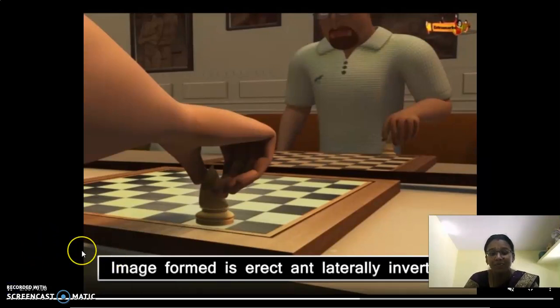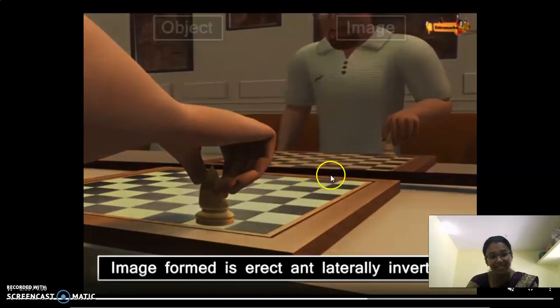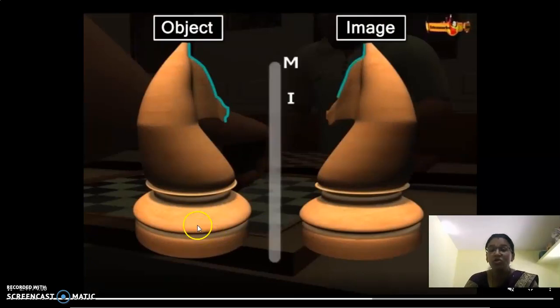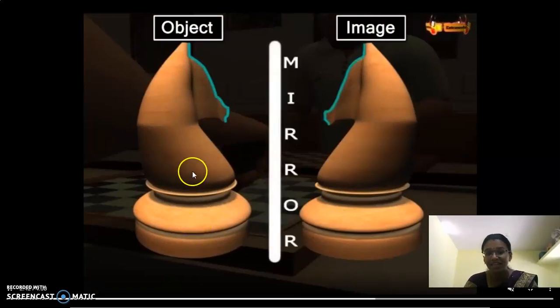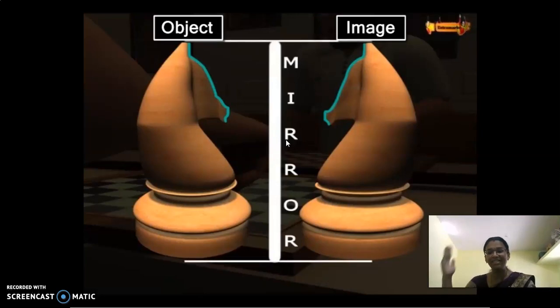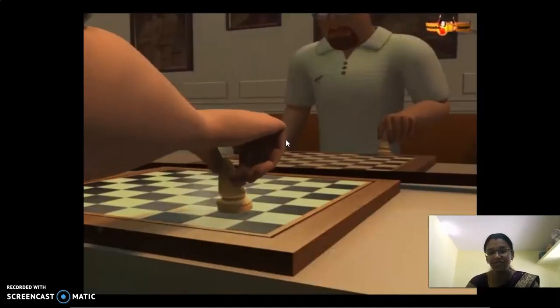So how the image will be formed in a plane mirror. Here a plane mirror is kept on a chessboard. How will the image be? It will be laterally inverted. Laterally inverted means what? Left and right inversion, like the word ambulance. So the right side will appear as the left one, and the left will appear as the right one. That is called lateral inversion.